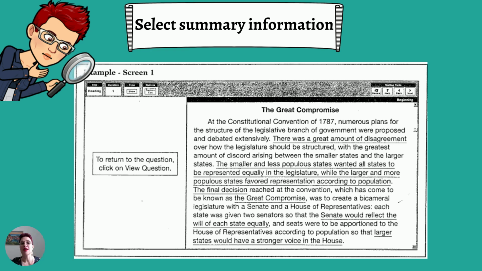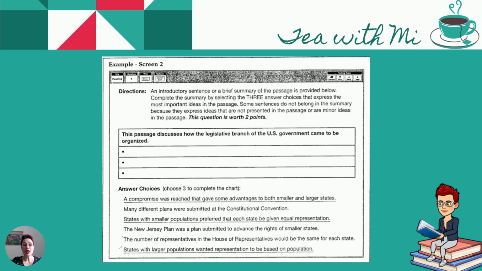So here, they present a piece of the text that I'm supposed to consider. The great compromise is the text. And what they want me to do is drag the sentences to the chart, to the table that I have. The table has the following. This passage discusses how the legislative branch of the US government came to be organized. I have options below. I'm gonna drag the options that are correct.